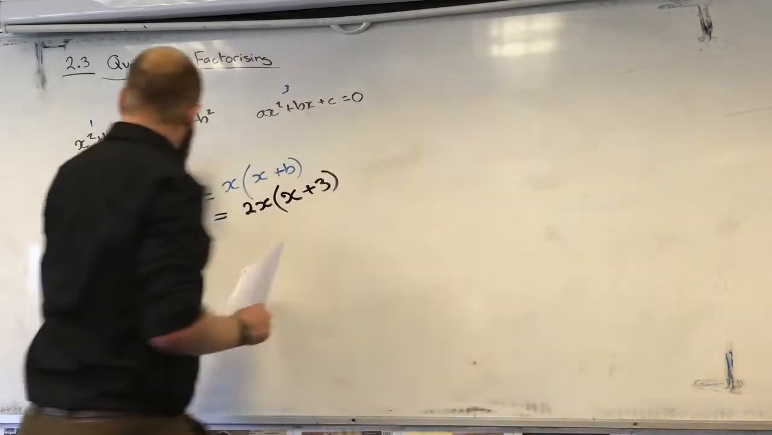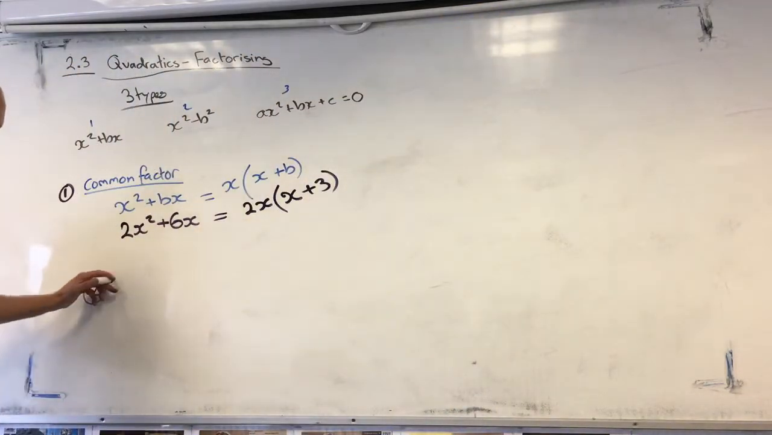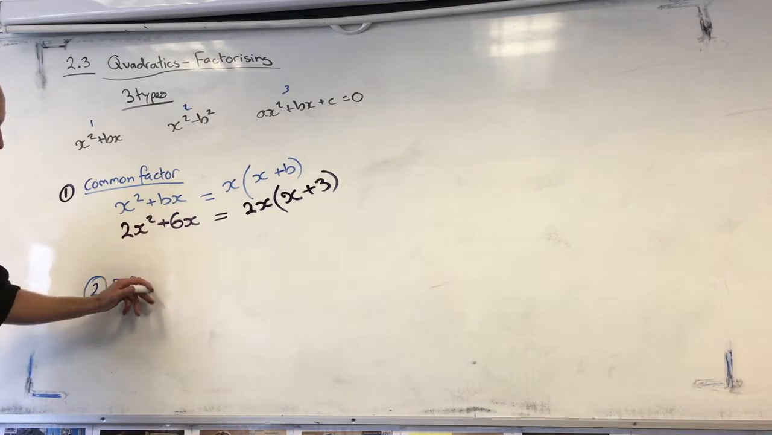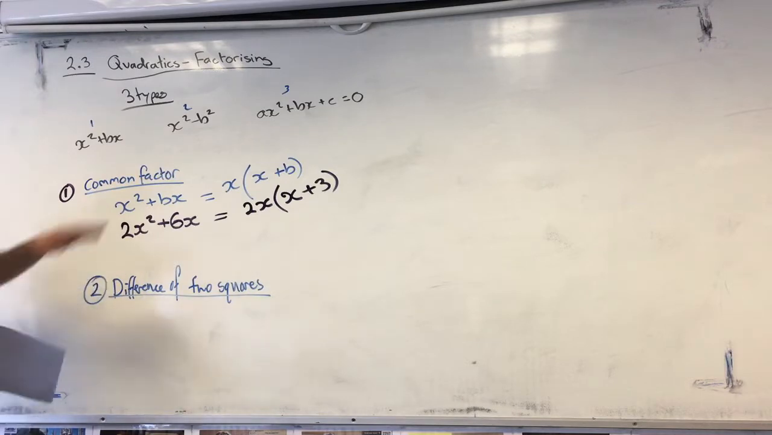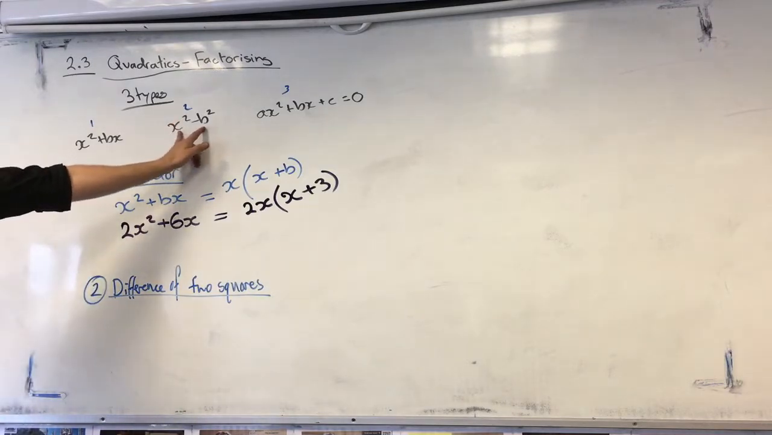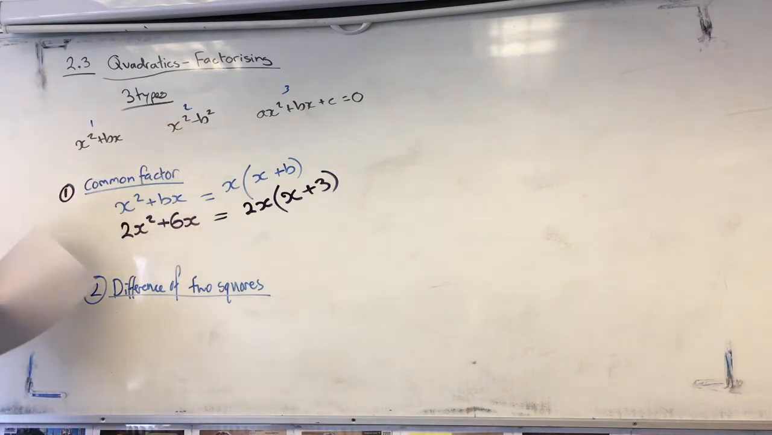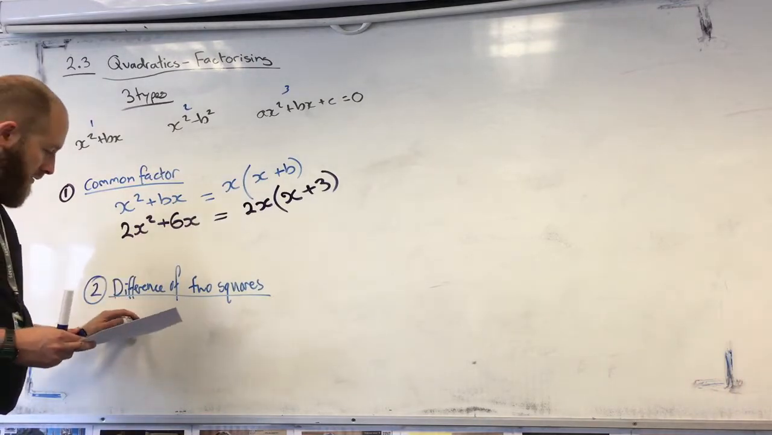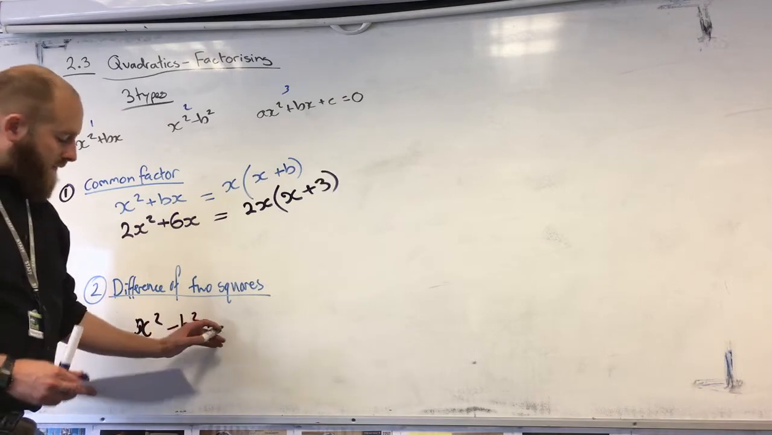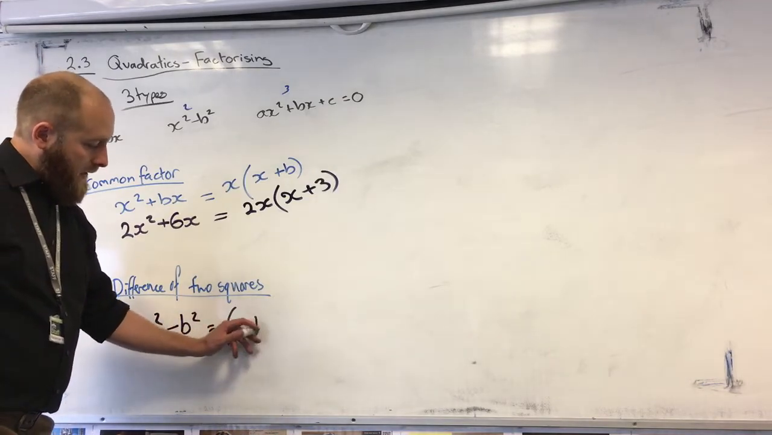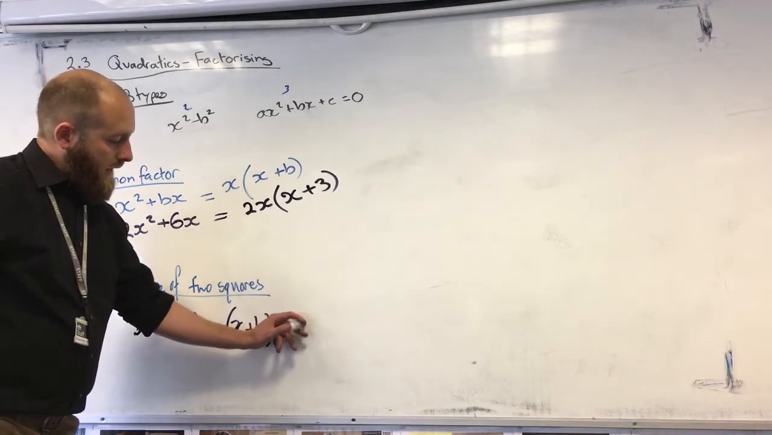Okay, the second type is what we call a difference of squares, or difference of two squares. This comes up all the time in our exams, so try and remember this one. Two square numbers subtracted from each other can be factorised. So for example, x squared minus b squared factorises like this: x plus b, x minus b.